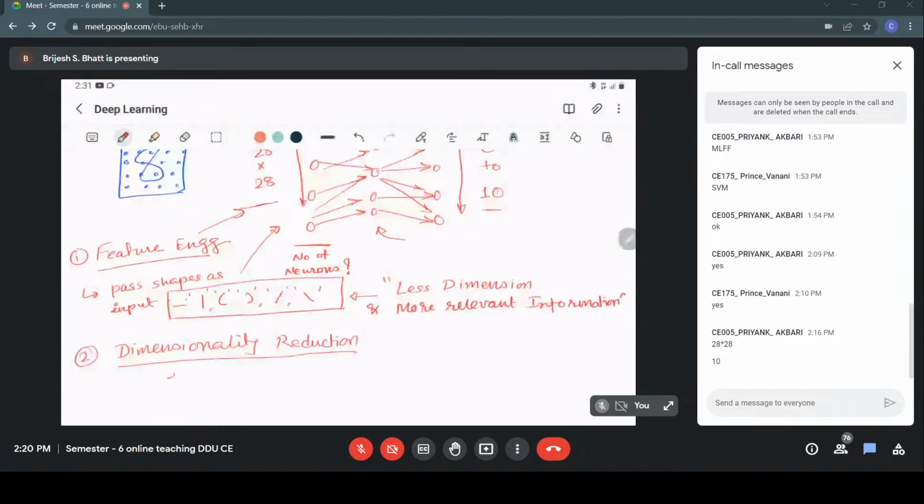That is PCA, LDA, etc. And you can pass the lesser dimensions. This is what people used to do earlier.